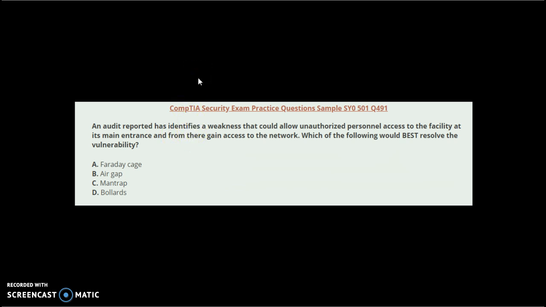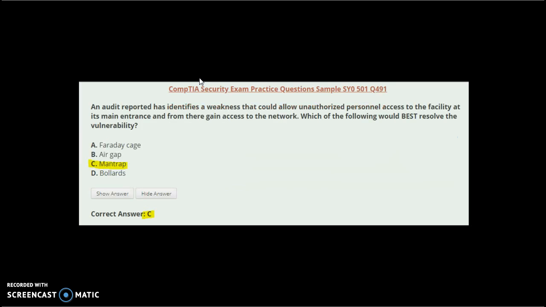An audit has identified a weakness that could allow unauthorized personnel access to the facility at its main entrance and from there gain access to the network. Which of the following would best resolve this vulnerability? That is a man trap.